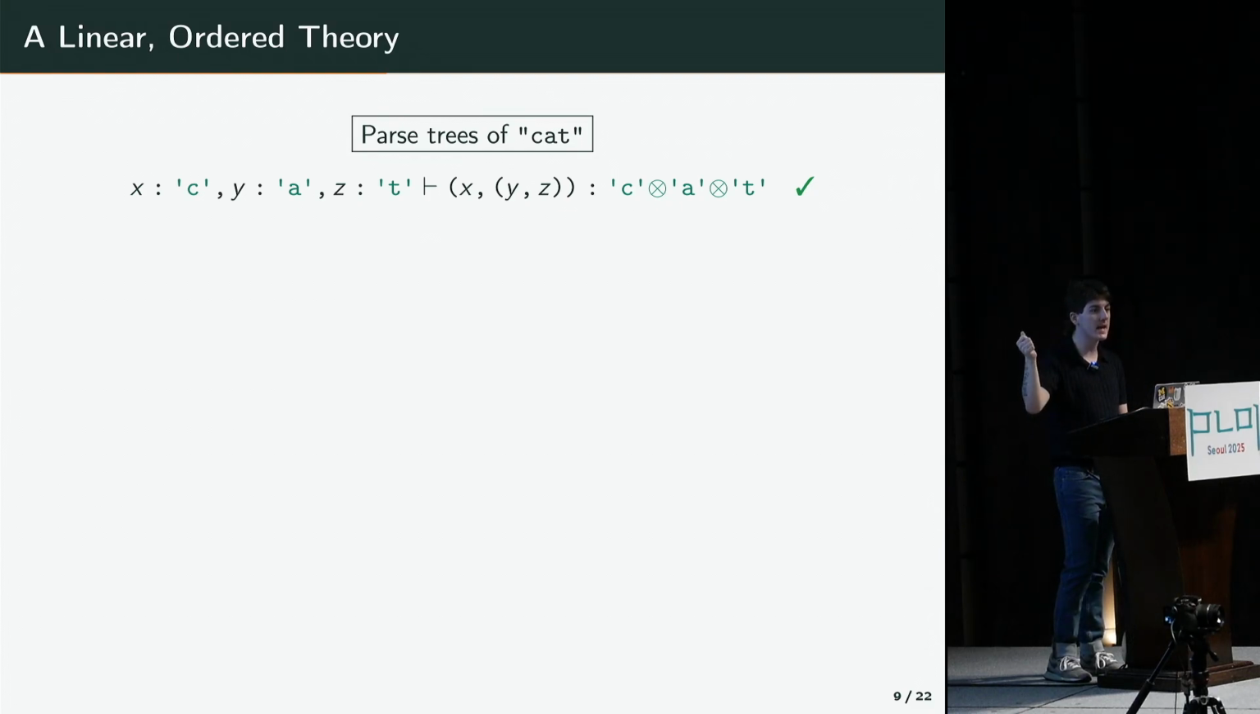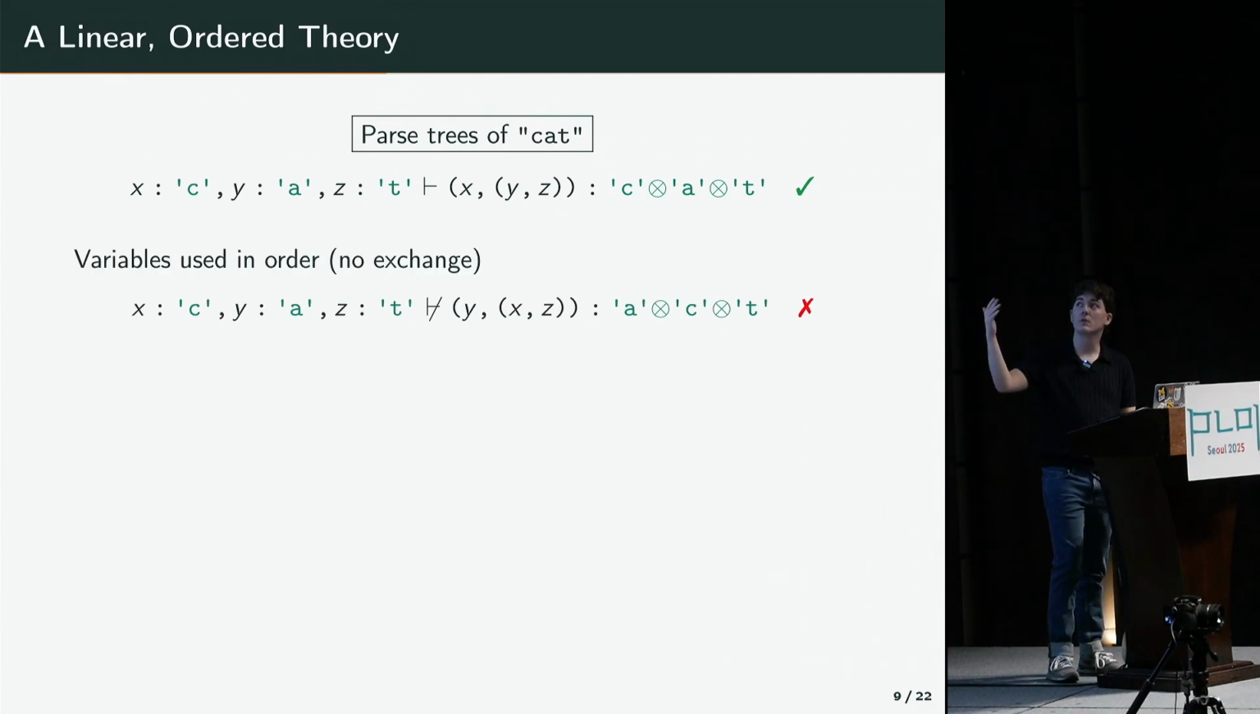And if we want to maintain the interpretation that parse trees of strings correspond to terms built in a context corresponding to that string, we have to restrict the types of terms we can write in LambekD to preserve that interpretation. For instance, LambekD is ordered and has no exchange rule because while reading a string, I don't get to permute the characters. I have to parse them in the order they're handed to me, so CAT doesn't spell ACT.